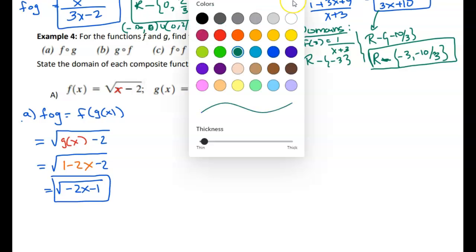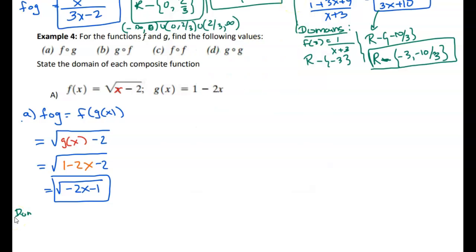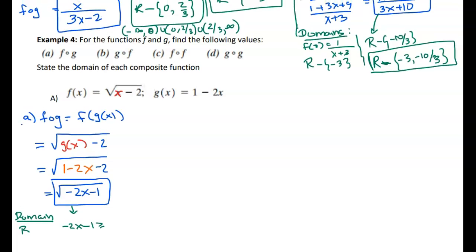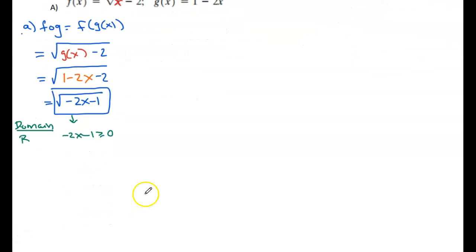We're going to look at the domain. Alright, so the inner function, if I look at the domain of this, is all real numbers because it's a polynomial. If I look here, the domain of this, because of the radical, this needs to be positive. So we need negative 2x minus 1 to be bigger than or equal to 0, which means negative 2x is bigger than or equal to 1, x is less than or equal to negative 1/2.